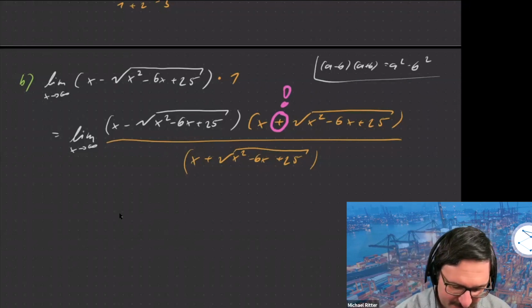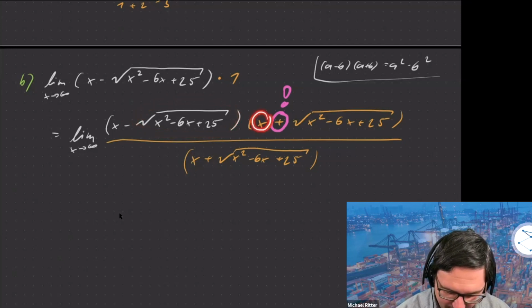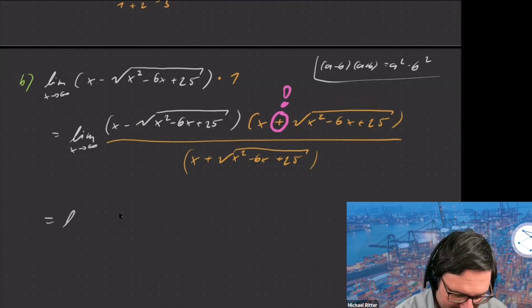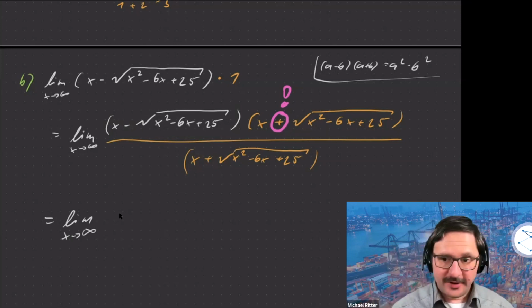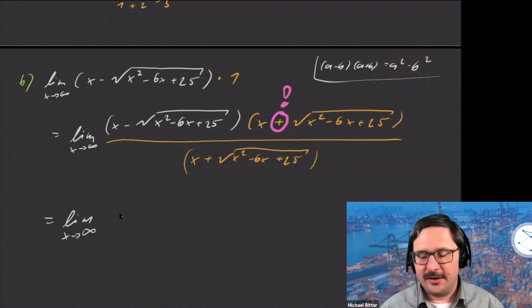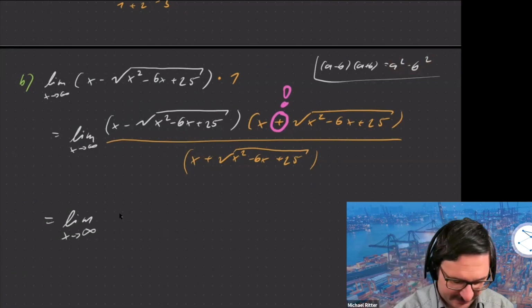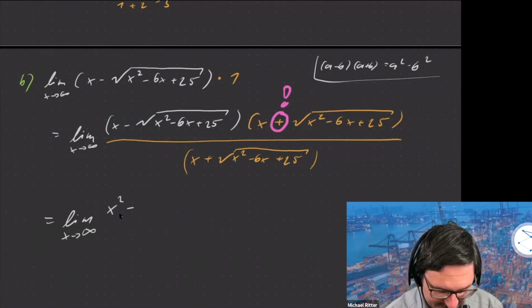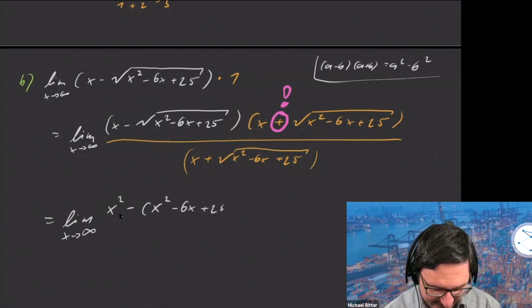So this here is an expression of the form a minus, that square root is then b, and here we have a plus b. And what happens if we do this is we can now reformulate this to read a squared minus b squared, and of course the square will get rid of the square root. That's the whole point here. So what we get is x squared minus that square root squared, and that is x squared minus 6x plus 25.